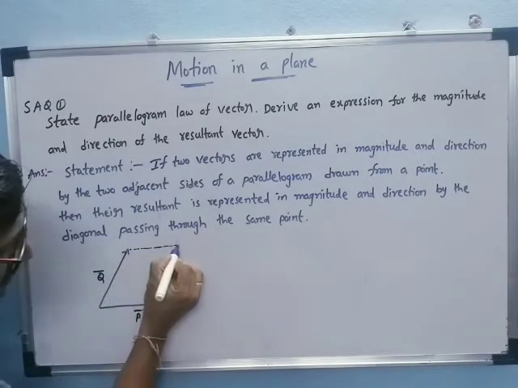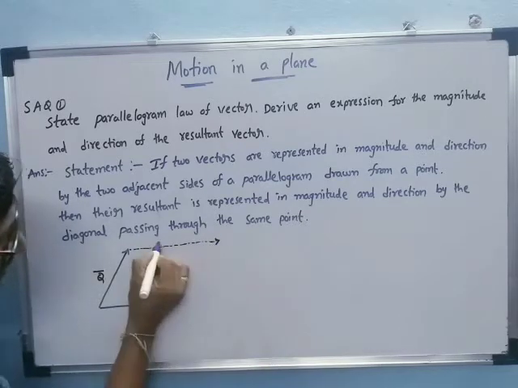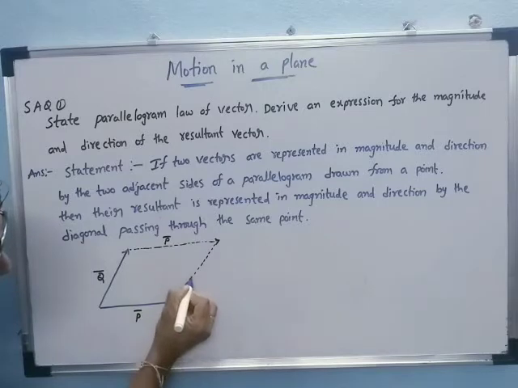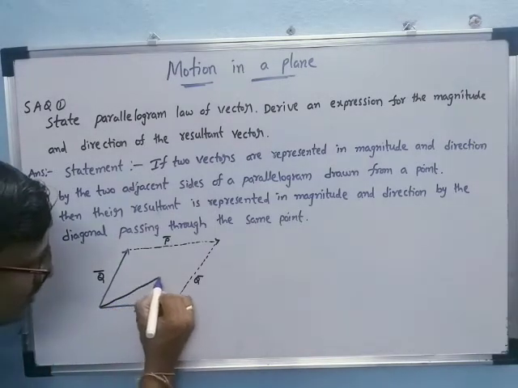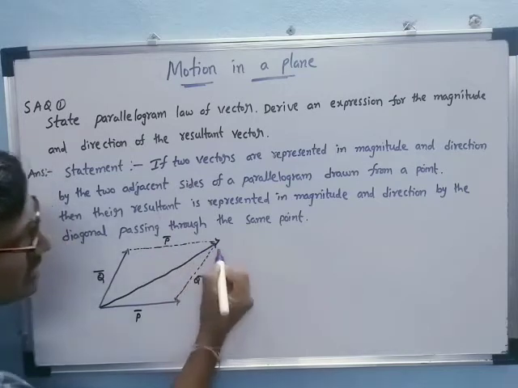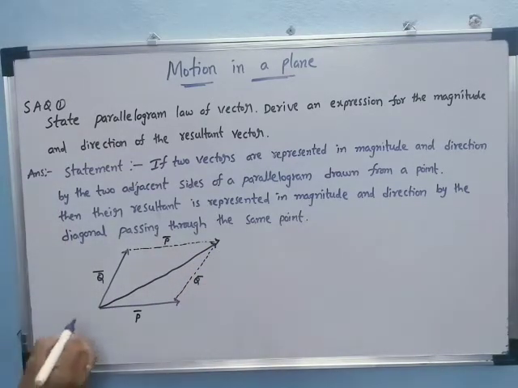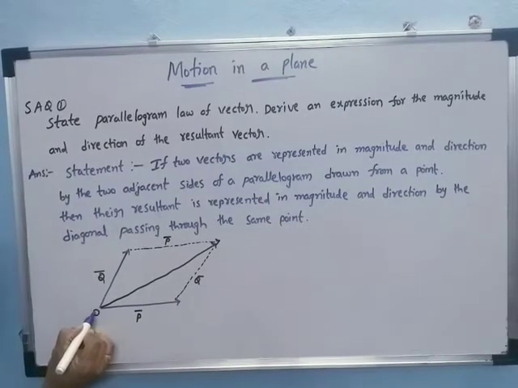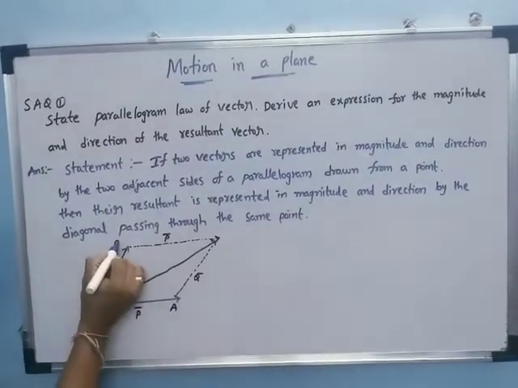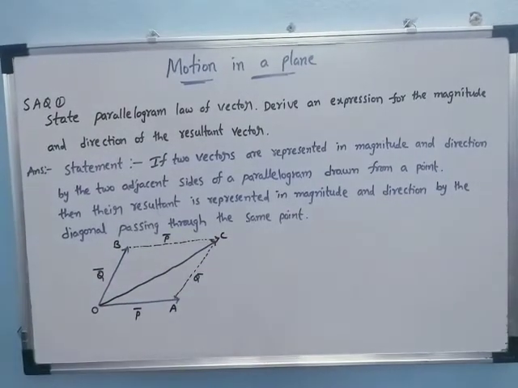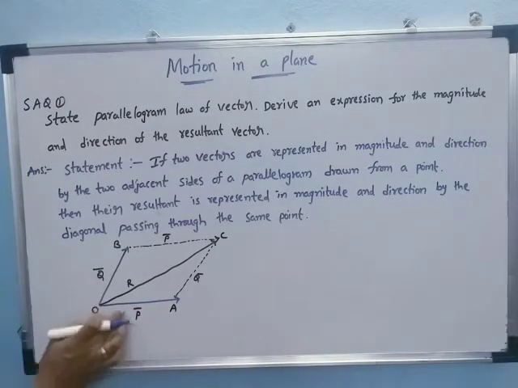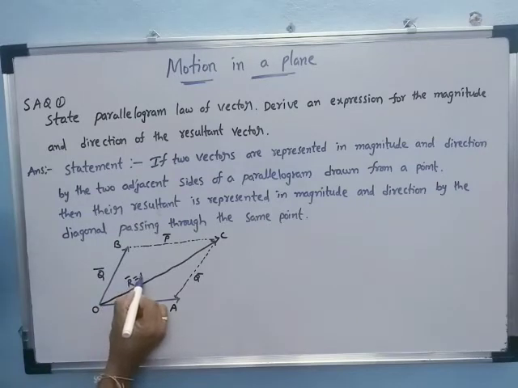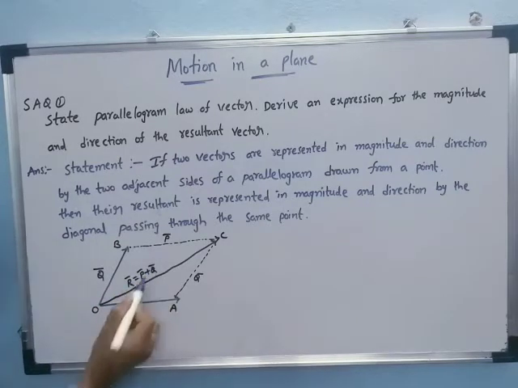Now this is the other vector, the P bar, and this is the Q bar. And their resultant, also with magnitude and direction, passes through the same point. This is the point O, with vertices O, A, B, C. Now this is called the resultant vector, the resultant of these two vectors. This R bar is equal to the sum of P bar plus Q bar.